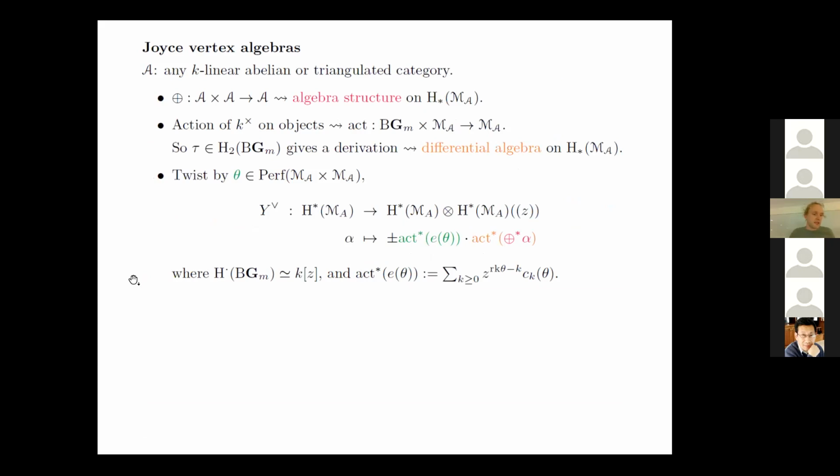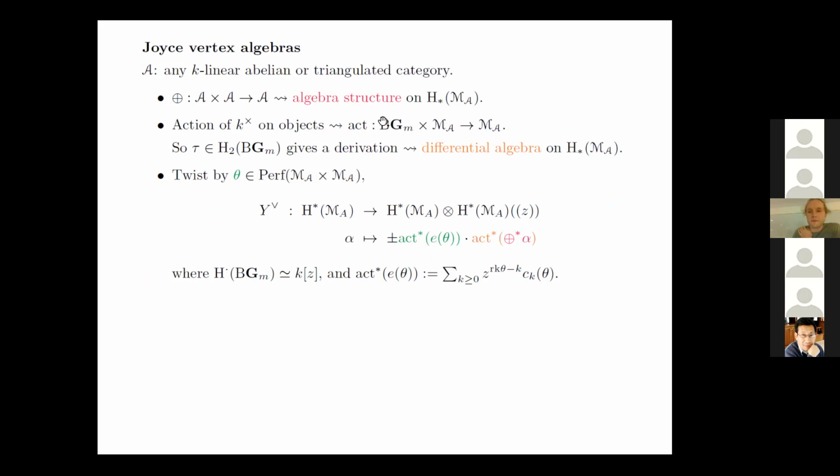So if you have an abelian or triangulated category A, then the homology of its moduli stack of objects is a commutative algebra by the direct sum map. The direct sum map on the category gives you a direct sum map on the moduli stack, which gives you a commutative algebra structure on the homology. Okay. So if the category is k-linear, then the action of k star on objects gives you, on the level of geometry, an action of the group stack BGm on the moduli stack.